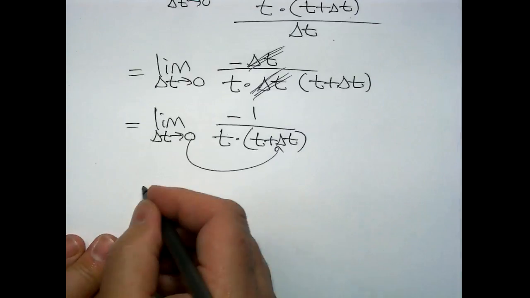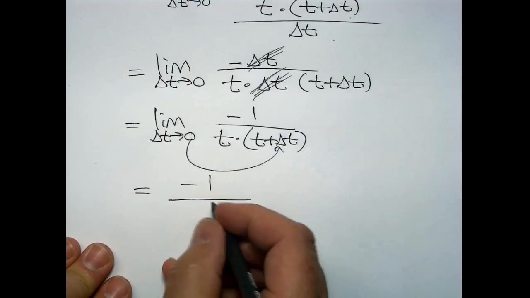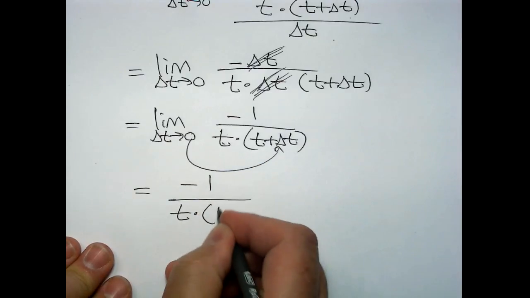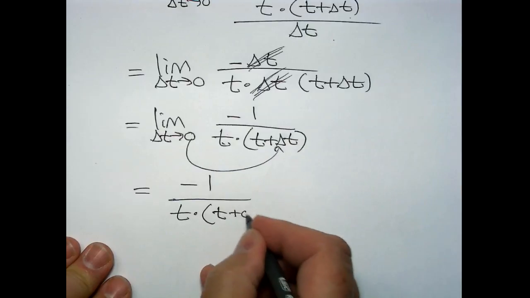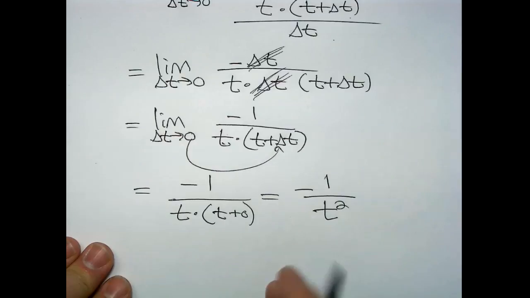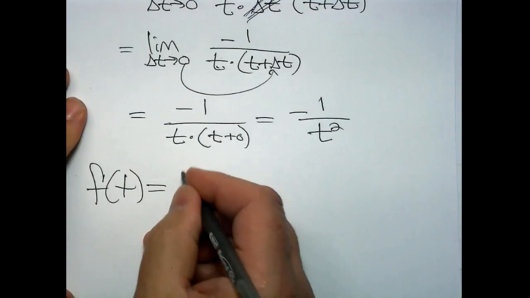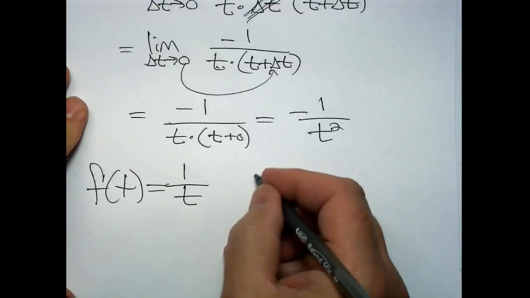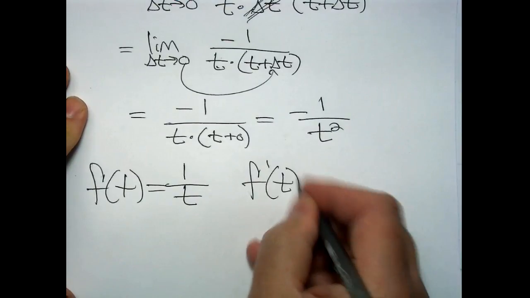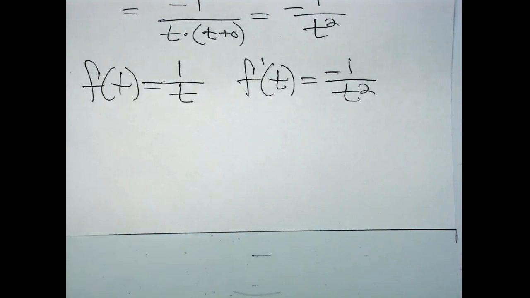So go ahead and set delta t to 0, and let's see what we get. Minus 1 doesn't change on top. I get t times t plus 0. I got myself a brand new function. So here's what I've got. The f of t was that 1 over t curve. The new derivative function is minus 1 over t squared. Completely different function.